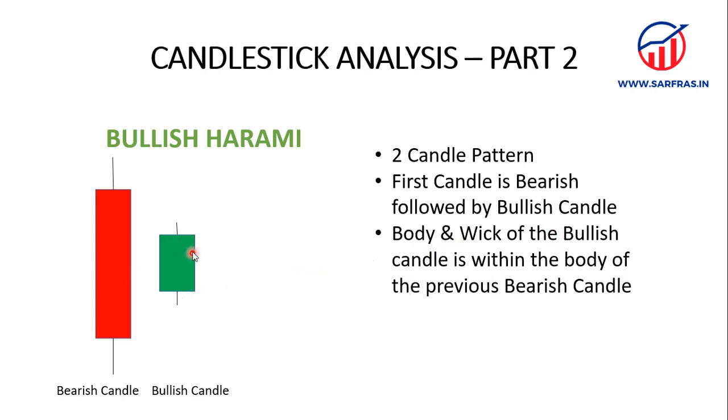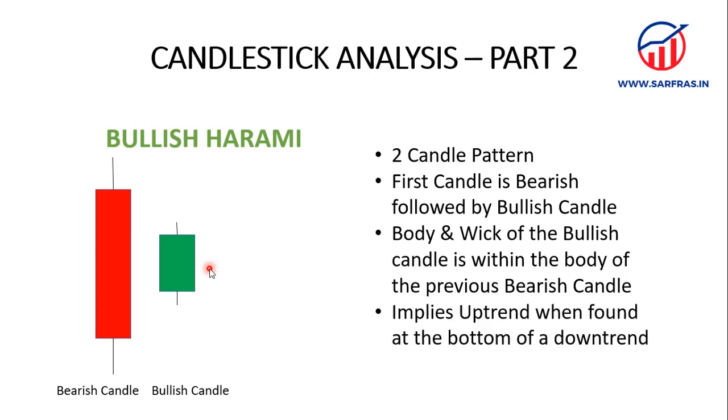So this is the body, and this is the wick of the bullish candle, which is within the body of this previous candle. That means the wick and the body of the bull candle are within the body of the bear candle. This is a very important criteria to call it a bullish harami. What it again implies is an uptrend when found at the bottom of a downtrend.